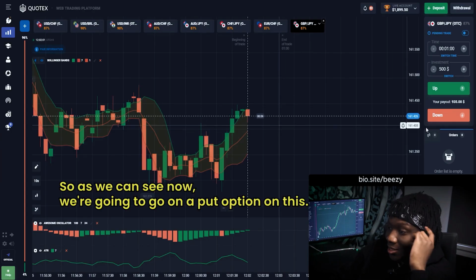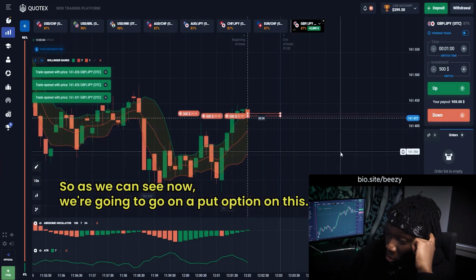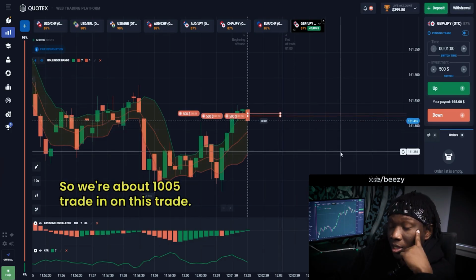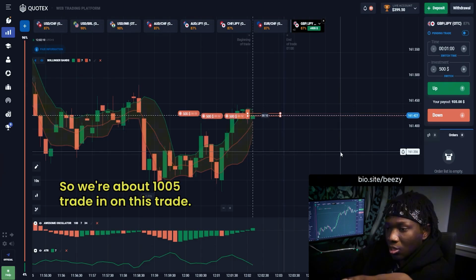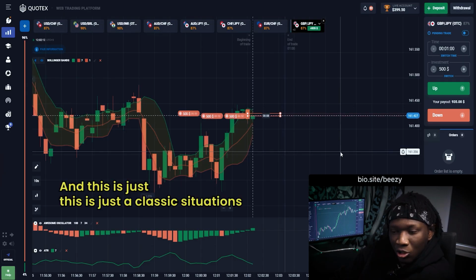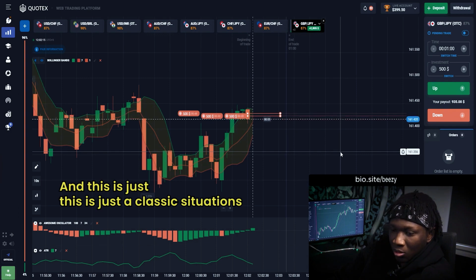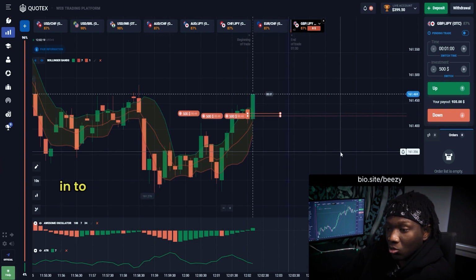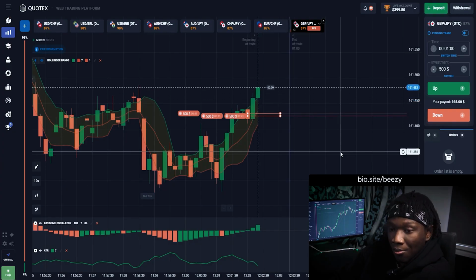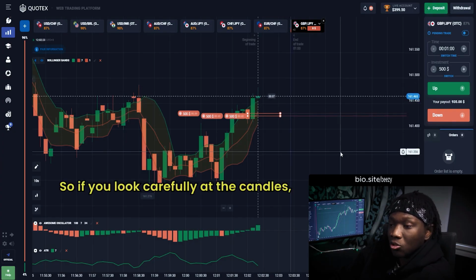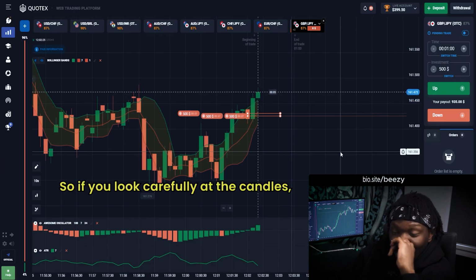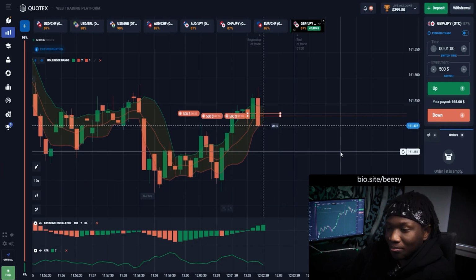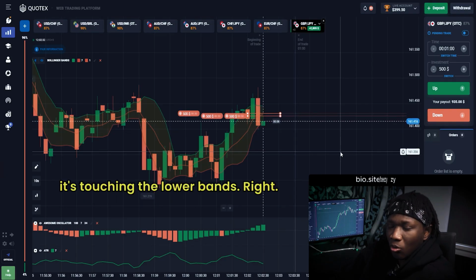So as we can see now, we're gonna go on a put option on this. So we're gonna triple our bet. We're about 1,500 in on this trade. And this is just a classic situation where all of the indicators that I'm using are pointing to a put option. So if you look carefully at the candles, you can see our Bollinger Bands is touching the lower bands, right?